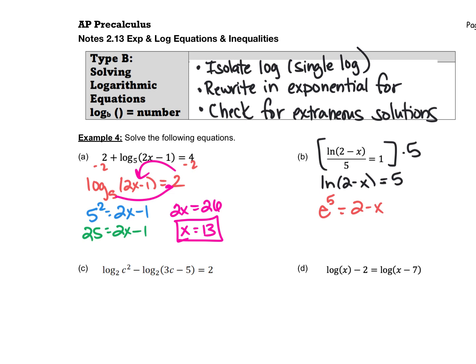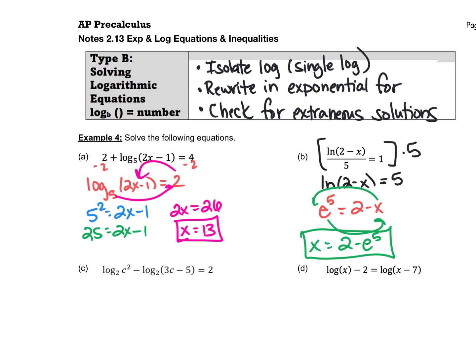Can we solve for x? Sure enough. I'm going to pull the x to the left and the e to the 5th over to the right, just so that I have positive things. If I pull the x over and the e to the 5th over, x is going to equal 2 minus e to the 5th. That's an exact answer. If it was calculator, then yes, you would type it in and get a decimal. Otherwise, you're going to leave it just like that.